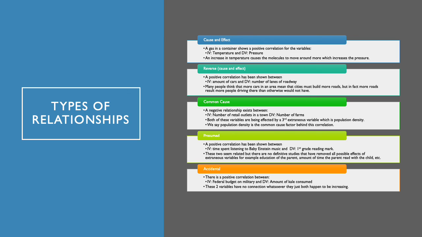A positive correlation exists between federal budget on military and the amount of kale consumed. So both of those are going up. When we spend more money on military, people eat more kale. But what's actually probably going on there is they're just both increasing over time. More recently we spent more money on military, but also more recently kale has become really popular. Historically, we haven't spent as much money on military because it wasn't as expensive and we just didn't put as much emphasis on it. And kale wasn't as popular in the past, so they both just happen to be going up.